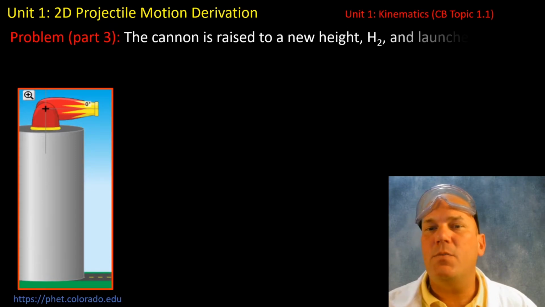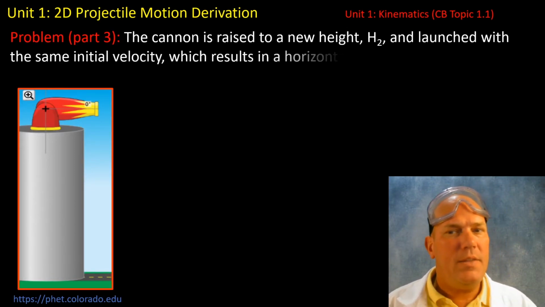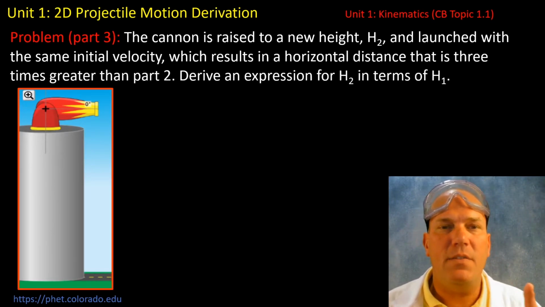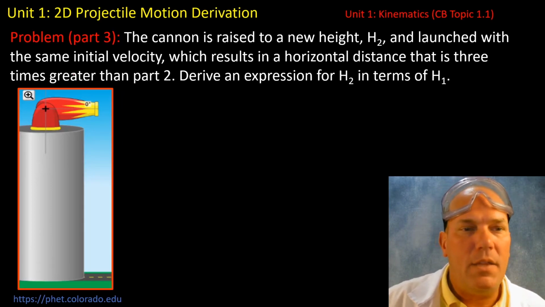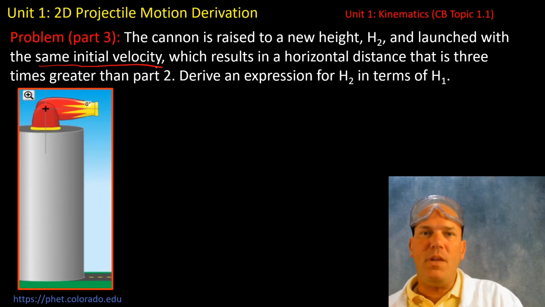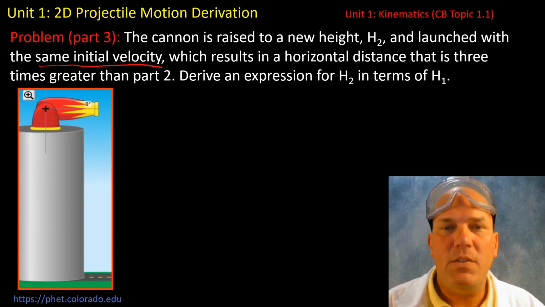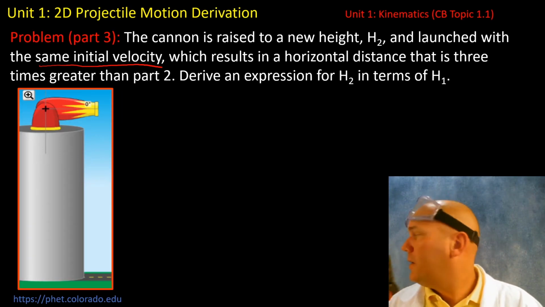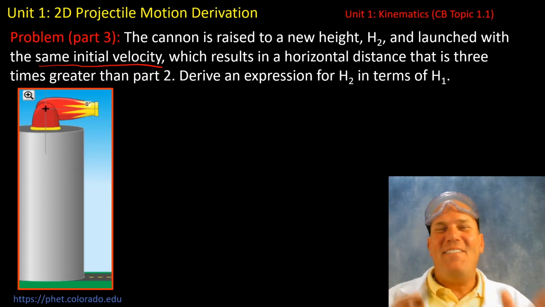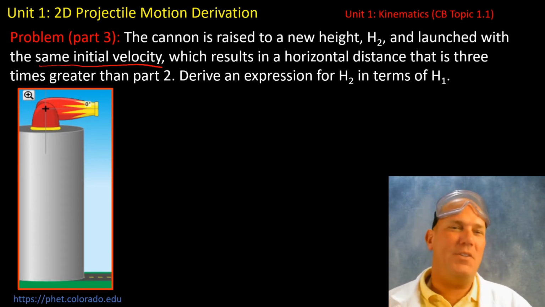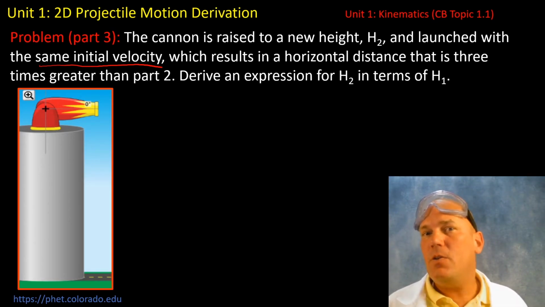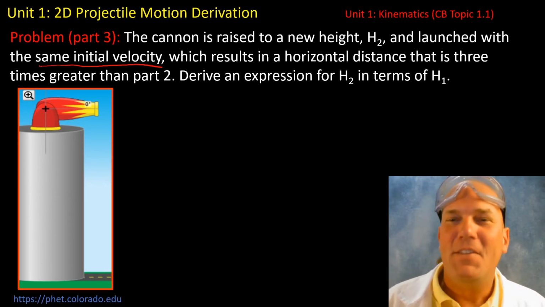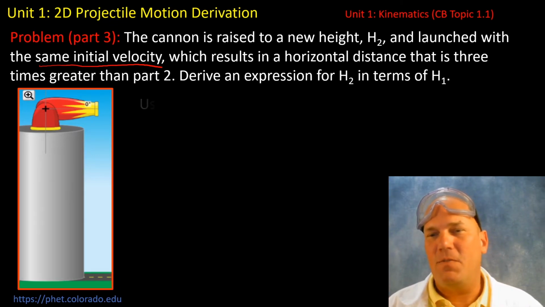Here, the cannon is raised to a new height, height 2, and it's launched with the same initial velocity. That's very important to acknowledge here. I'm going to go ahead and underline that. And this results in a horizontal distance that is now 3 times greater than that of part 2. Because of that, now we are asked to derive an expression for this new height, h2, in terms of the original height, which is h1.